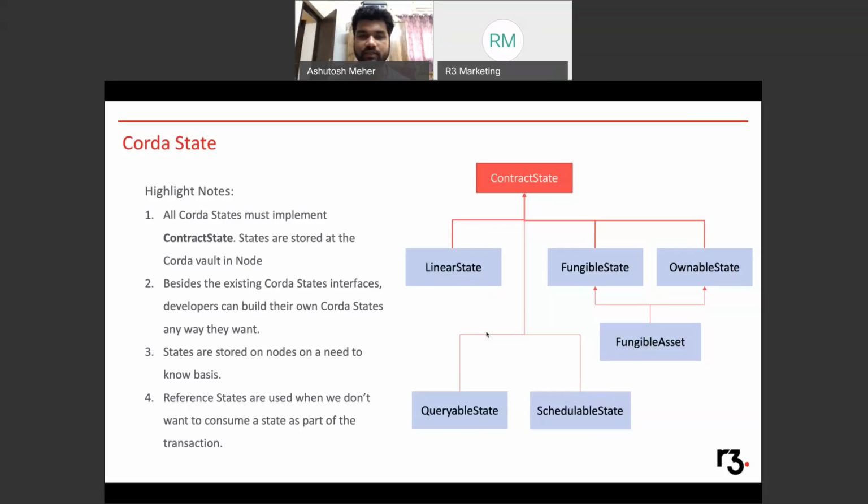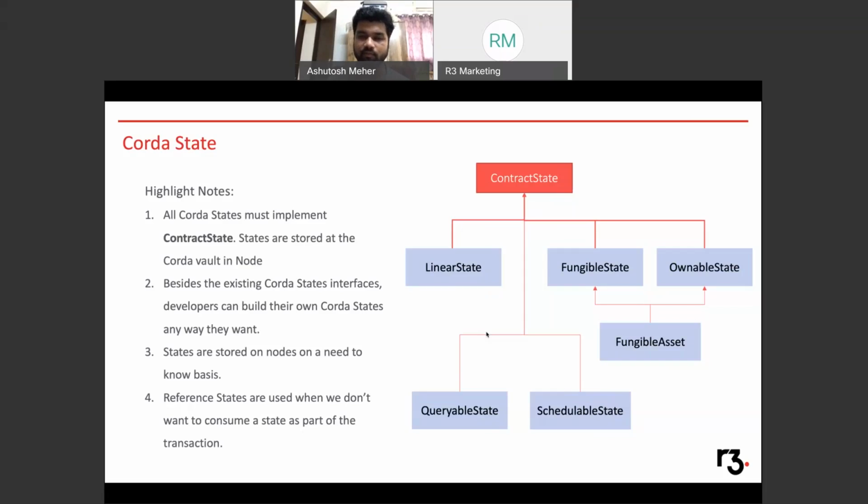Whenever you do a transaction, you have a state which you put as an input to the transaction, and that input gets consumed and you produce an output, right? That's how transactions work in Corda. But what if you just want to refer to a state, but you don't want to really consume that state while the transaction is performed?